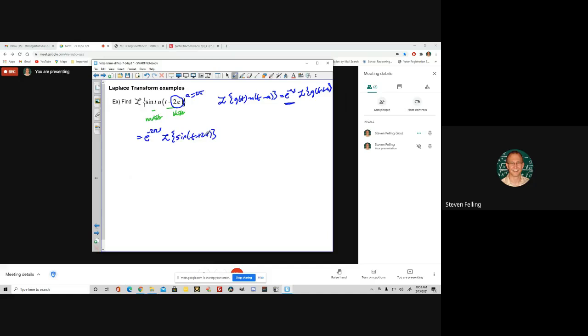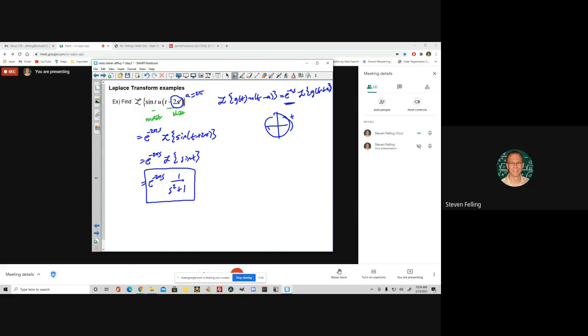But luckily, the sine function is periodic. So whatever t is, if you go 2 pi, it's exactly the same. So this is equivalent to e to the negative 2 pi s times the Laplace transform of just sine of t. And sine of t is on our table, right? We know that that one is 1 over s squared plus 1, if this is a 1. So this is the answer. Okay, so that's how we deal with it if there's no shift in the function, but there's a shift in the unit step function.